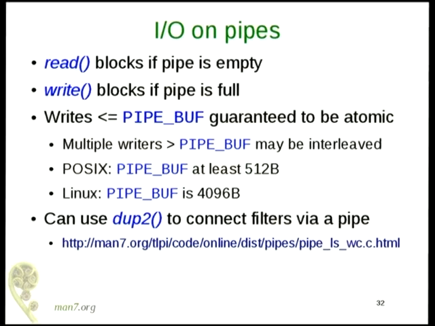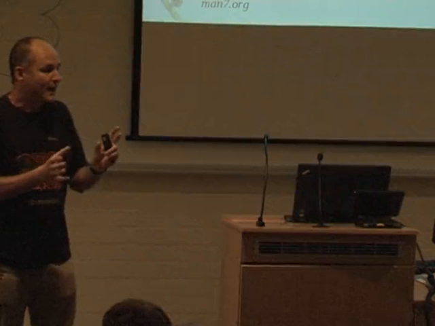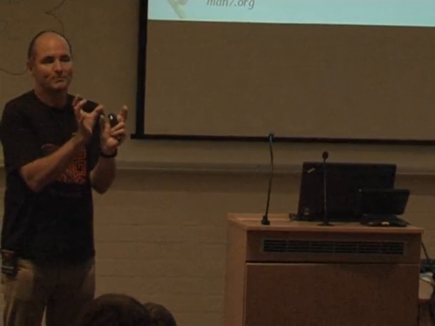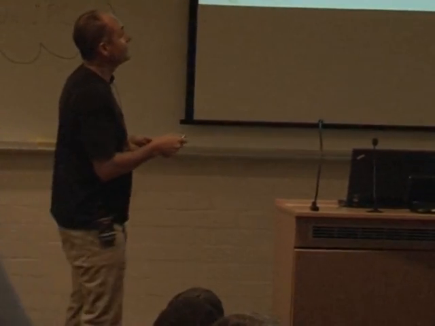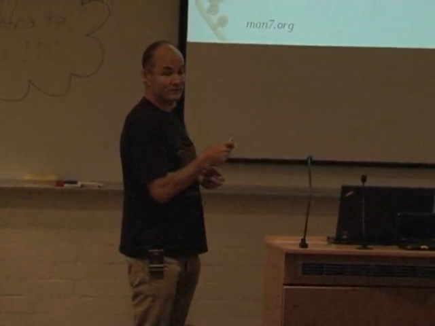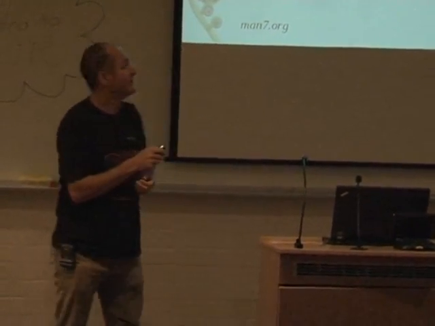There's one other thing to know about pipes. If you do a write to a pipe and there are multiple writers to a pipe, then the data can be broken up. So if you've got, say, two processes that both try and write 10,000 bytes to a pipe, the writes will not be written as 10,000 byte pieces. Potentially, they're broken up into pieces of the size PIPE_BUF.